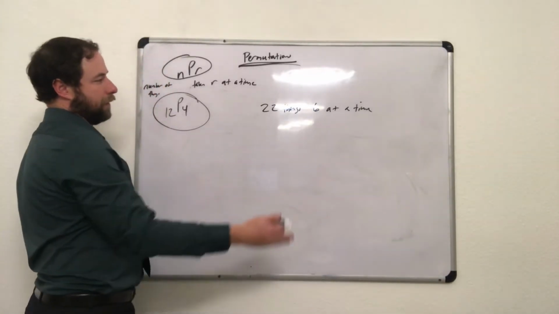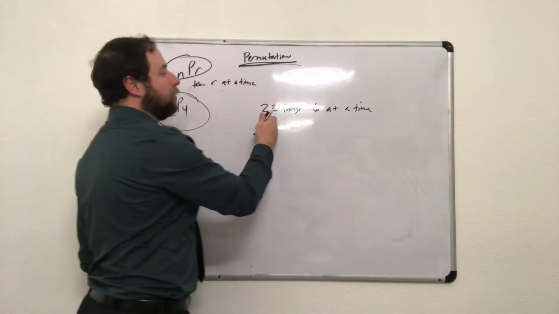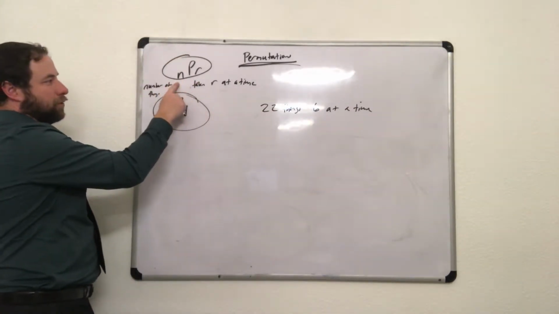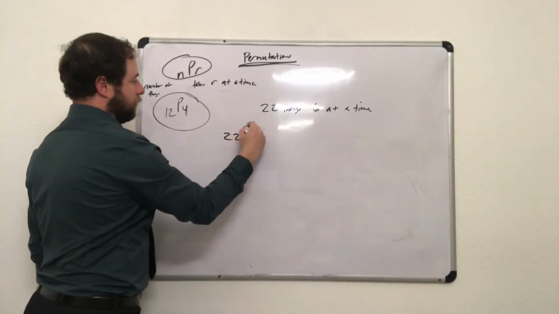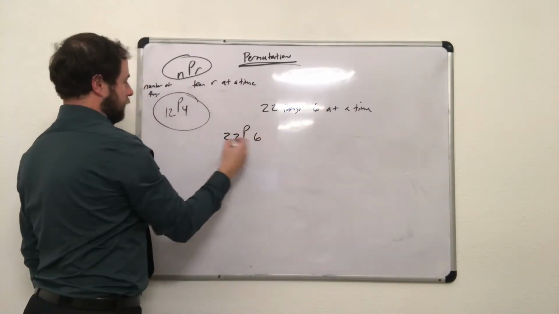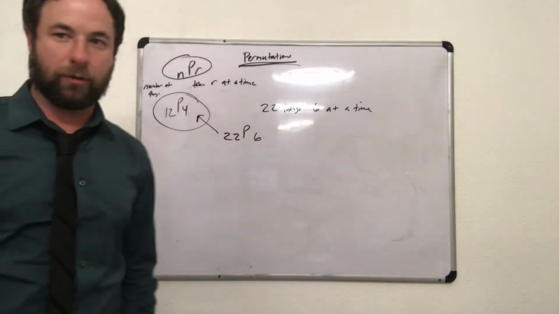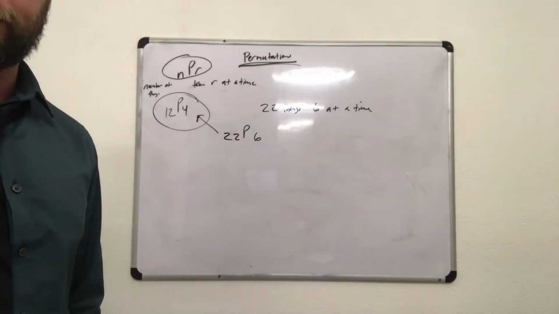And in a word problem, they're going to tell you you have 22 things taking 6 at a time. You just got to make sure that 22 is your first. It's just 22P6. And then it looks exactly like that. And you just press the button in your calculator. If you struggle with these, we can look at it in class.